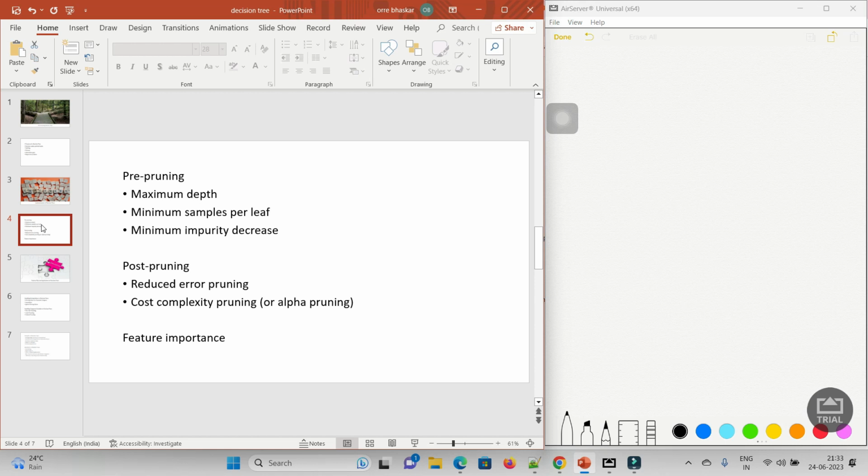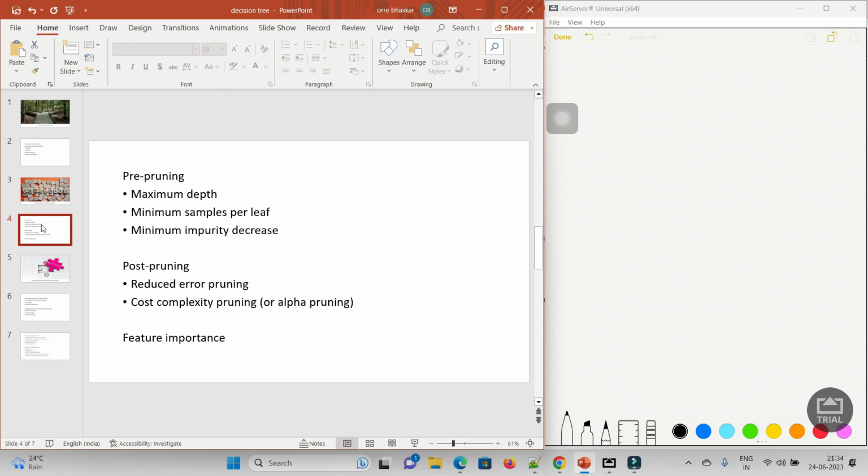That's where pruning comes into the picture. So we have two kinds of pruning: one is pre-pruning and the other is post-pruning. What is pruning? Pruning is a technique used to prevent overfitting and improve the generalization ability of the model. Pruning involves reducing the complexity of a decision tree by removing or merging nodes. So let's talk about pre-pruning.